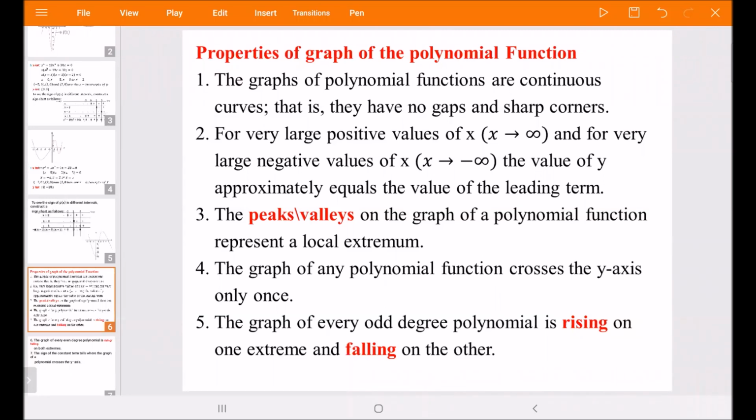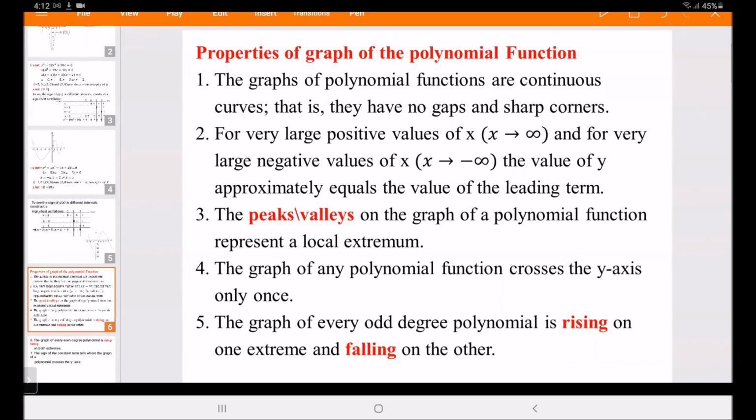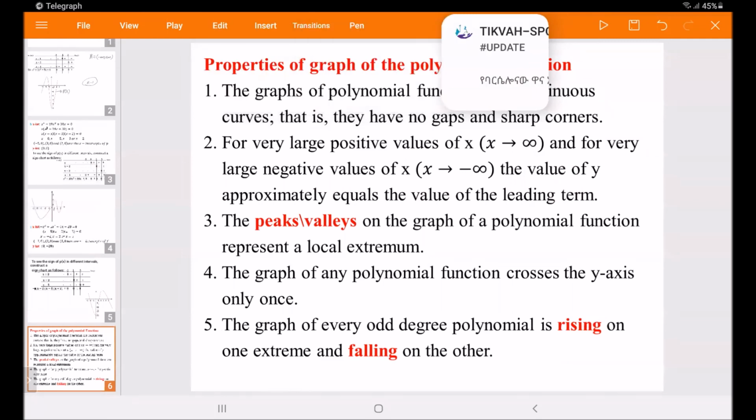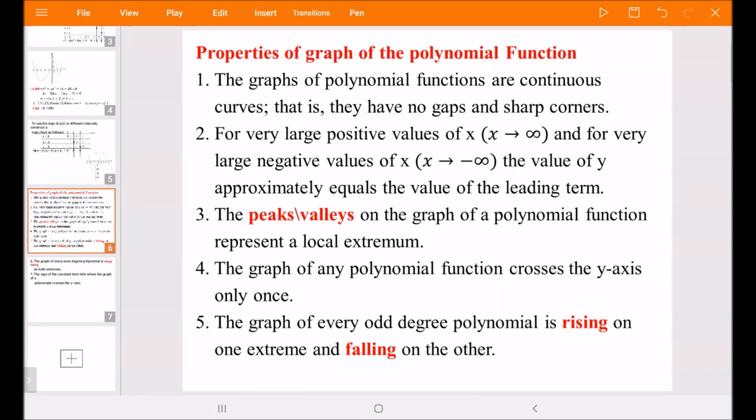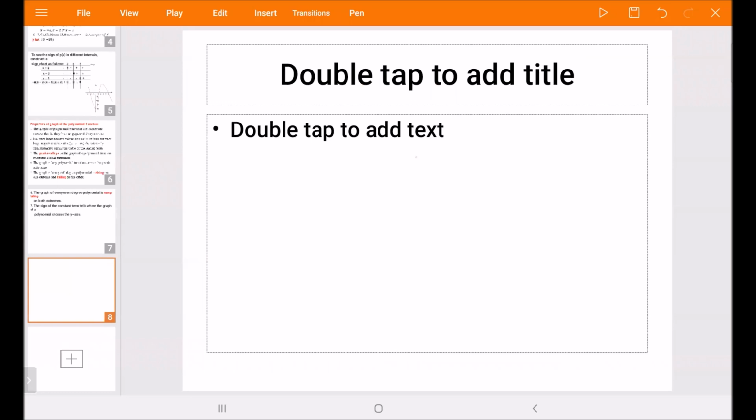What does it mean? Continuous curves means they have no gaps and sharp corners. For example, if you sketch the graph of a polynomial like this, then maybe, now this cannot be a graph of a polynomial.